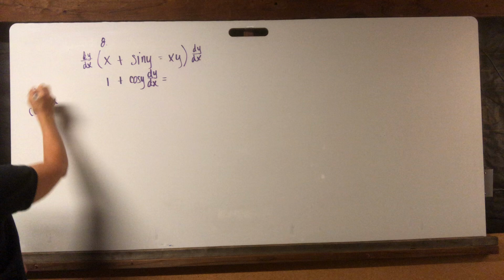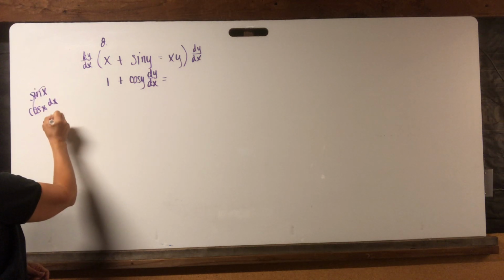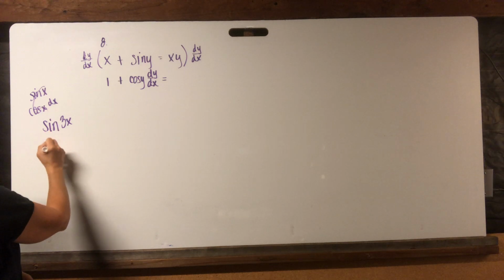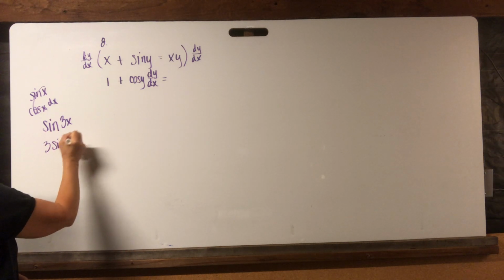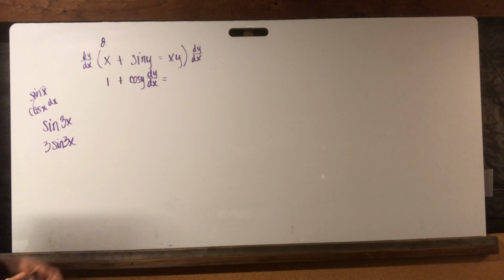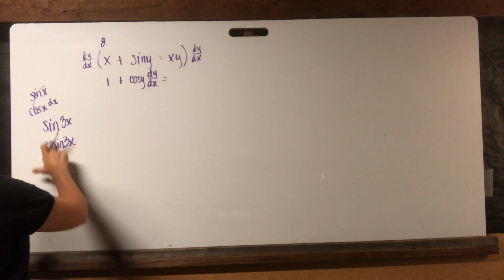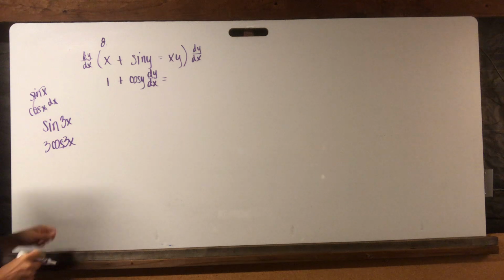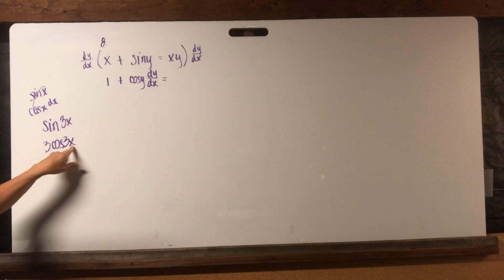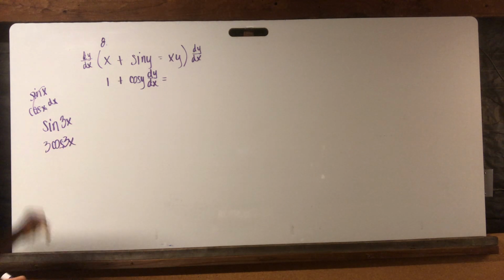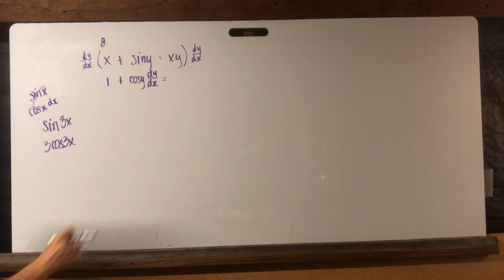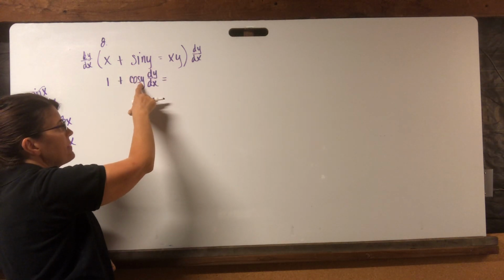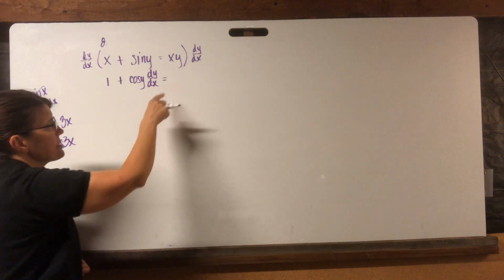Let's say that you have the sine of 3x. Then u is 3x, and the derivative of u is 3, so the derivative is 3 times the cosine of 3x. So the derivative of sine is cosine, and then the derivative of y is dy/dx.